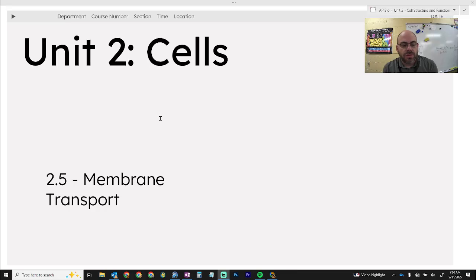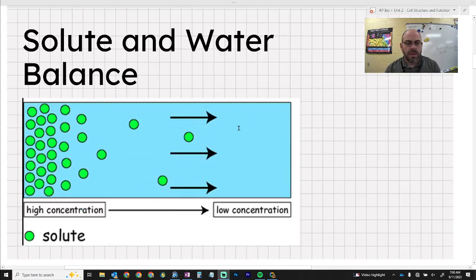This is Unit 2 Cells 2.5 Membrane Transport. Lots of big ideas in this particular section that are going to permeate, there's a fun word, permeate the rest of the unit. And so I think it's very important to get this basic vocabulary down. So let's do that. All right, so we're going to look at this idea of solute and water balance.